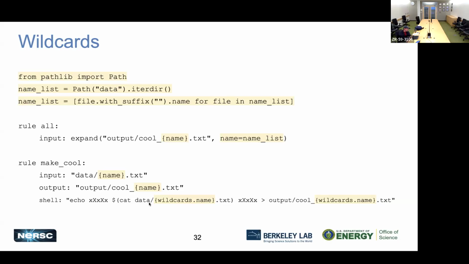So down here in the shell, if you're doing the actual Python script or shell script to work with these, you need to use this wildcards dot ID notation to actually get access to that. The direct signifier name is only available in the inputs and outputs.